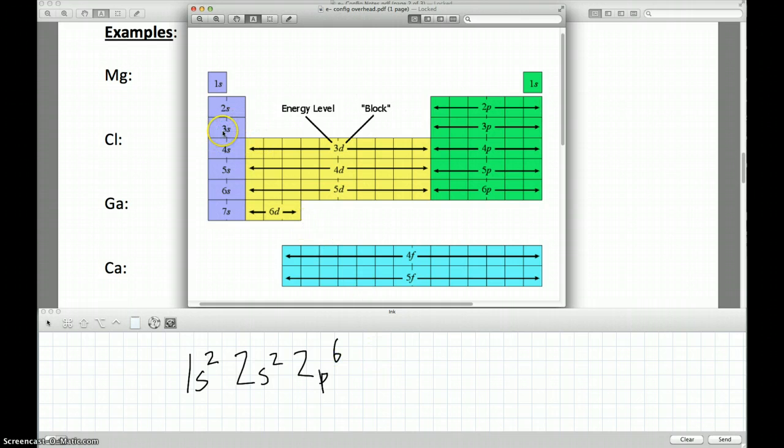Done with that row, go down to the next row, 3s, and there are 2 boxes, so 3s, 2. Go straight across, next code is 3p, and there are 6 boxes there when I count them up, so 3p, 6. Next code I hit is 4th row here, 4s, and there are 2 boxes, so 4s, 2.